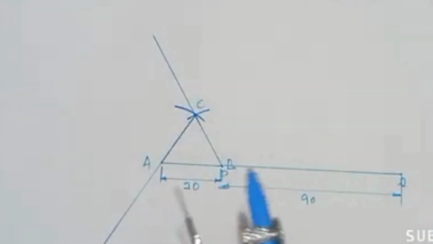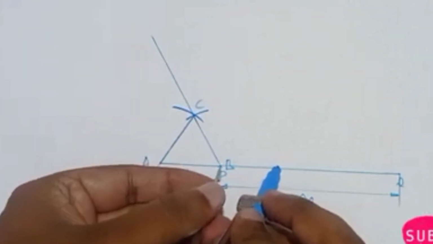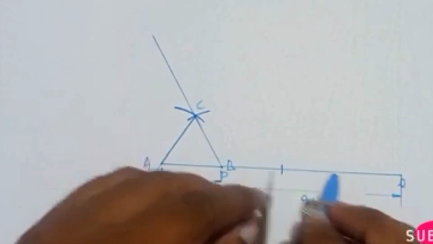So take the compass, measure the length of AB and cut 3 arcs here.